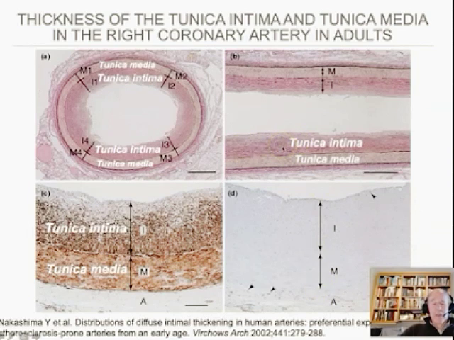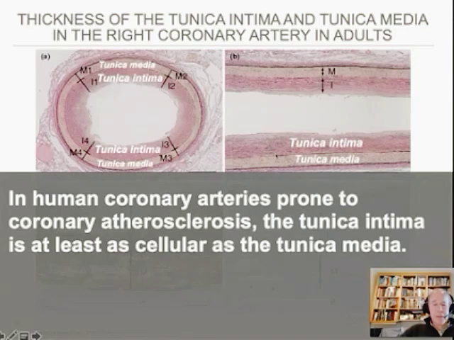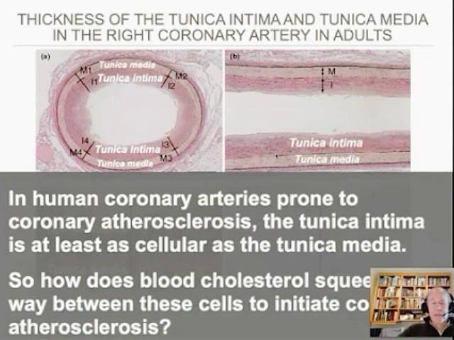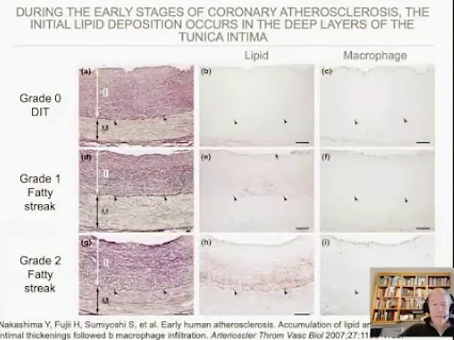And therefore the question becomes, well, how does cholesterol squeeze between these cells to cause coronary atherosclerosis? So in human coronary arteries prone to coronary atherosclerosis, the tunica intima is at least as cellular as the tunica media. So how does blood cholesterol squeeze its way between these cells to initiate coronary atherosclerosis?